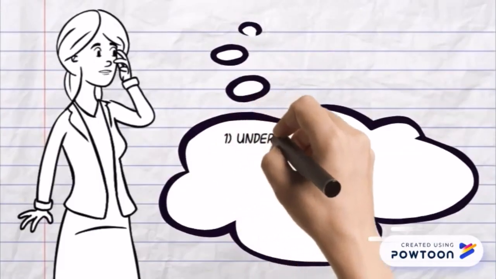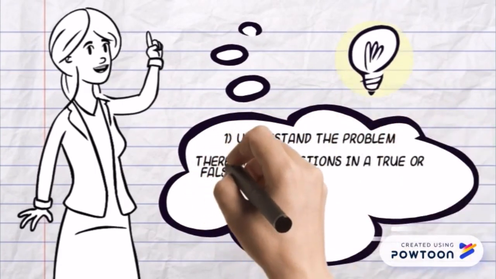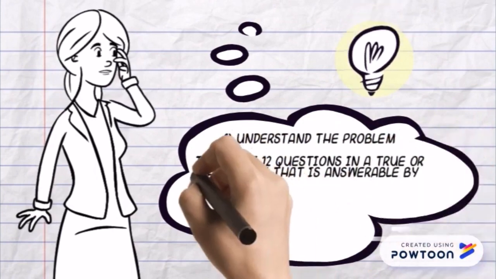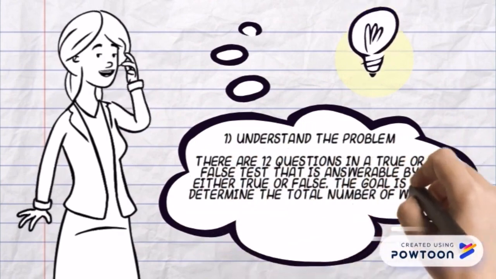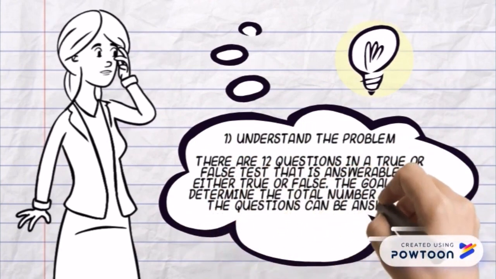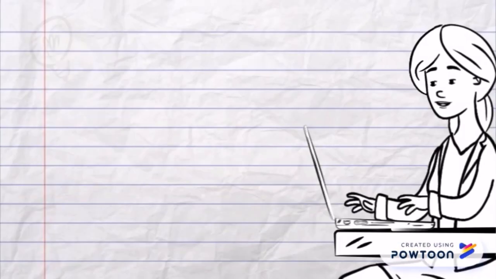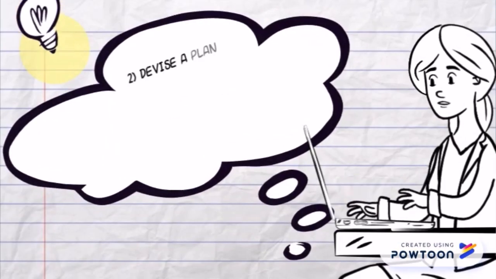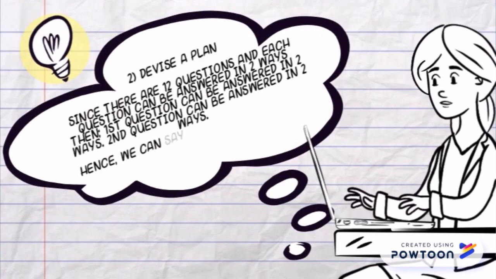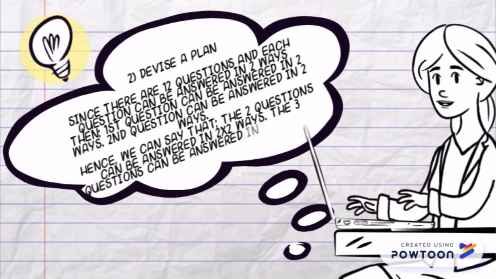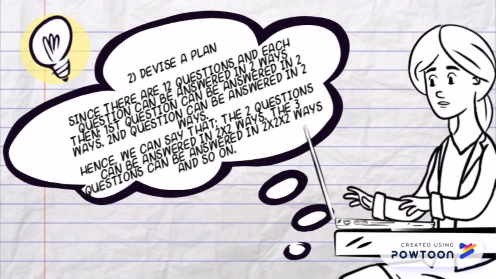First, understand the problem. There are 12 questions in a true or false test that is answerable by either true or false. The goal is to determine the total number of ways the questions can be answered. Second, devise a plan. Since there are 12 questions and each question can be answered in two ways, hence we can say that the 2 questions can be answered in 2 times 2 ways, the 3 questions can be answered in 2 times 2 times 2 ways, and so on.